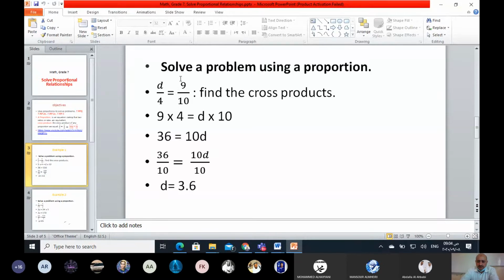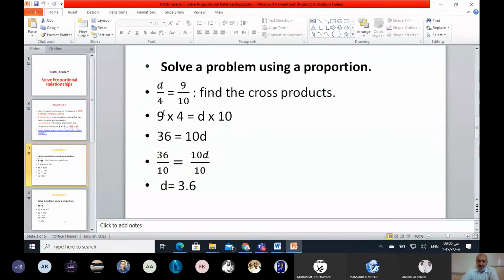I will repeat this example. Here we have a proportion. What is the meaning of proportion? It means equality between two ratios. The problem here is how to know the value of D. Here we have a missing value, a variable. So the first step is to find the cross products. Take 9, multiply by 4, then take D, multiply by 10. So I can write now 9 times 4 equals 10 times D. As you see now, we have an equation.